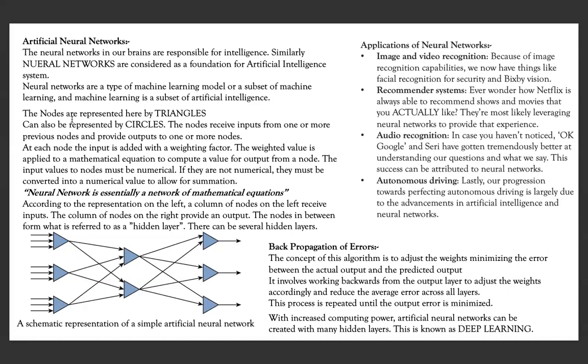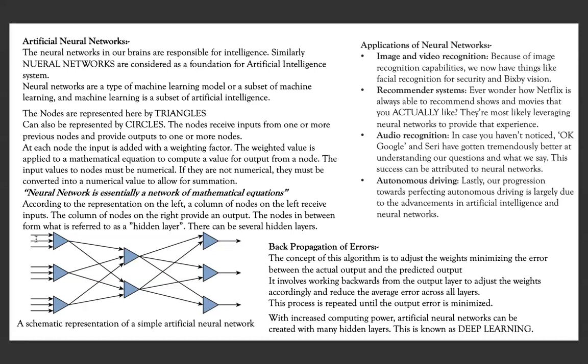So anyway, if you look at neural networks, networks are a type of machine learning model. This is what it looks like. Neural networks are a subset of machine learning, and machine learning is a subset of artificial intelligence. So basically, you can say that neural networks are related to artificial intelligence. This is a simple schematic representation of an artificial neural network. It consists of nodes. These nodes can be represented by triangles, and in certain diagrams, they are also represented in circles. But in this example, we see these nodes represented as triangles.